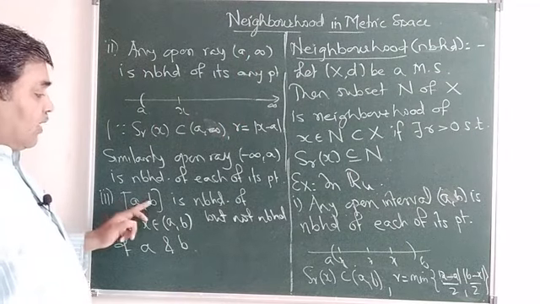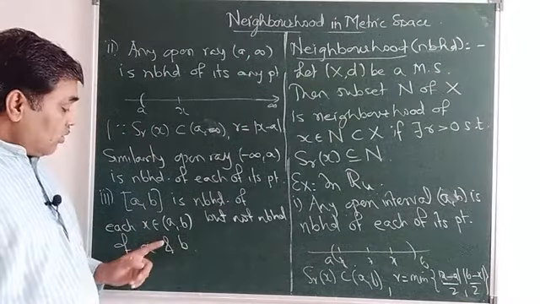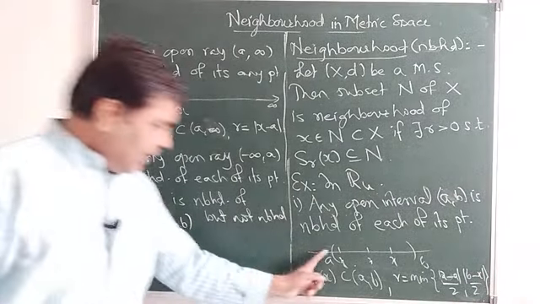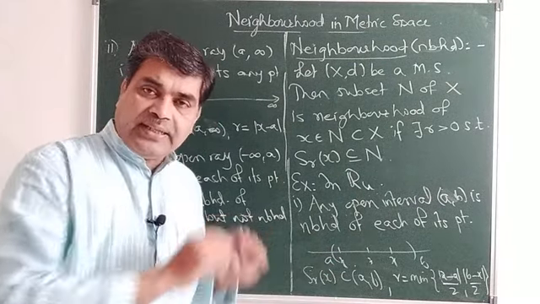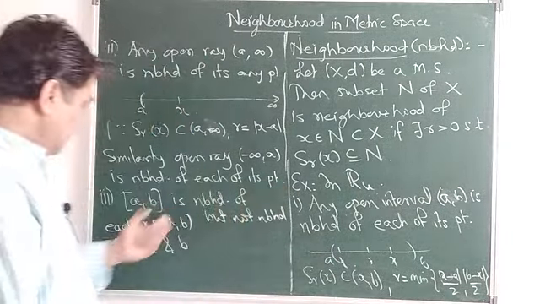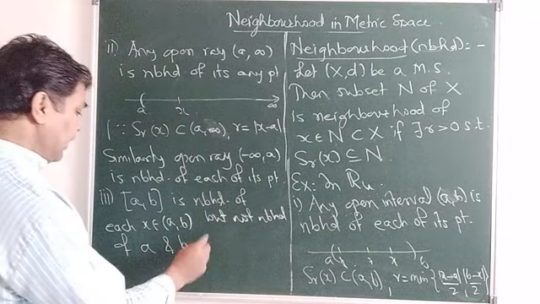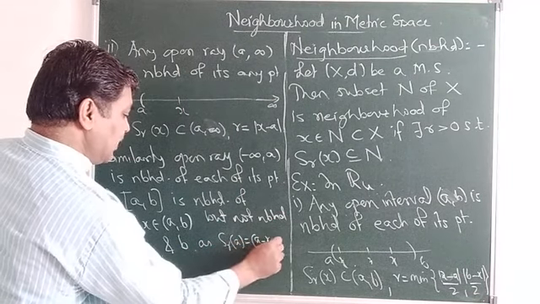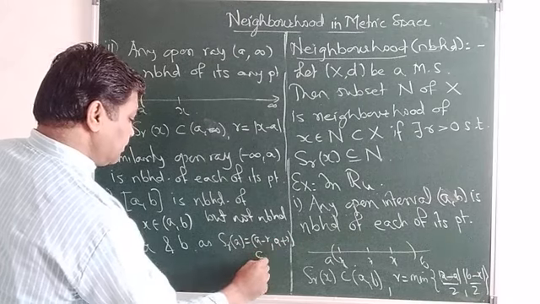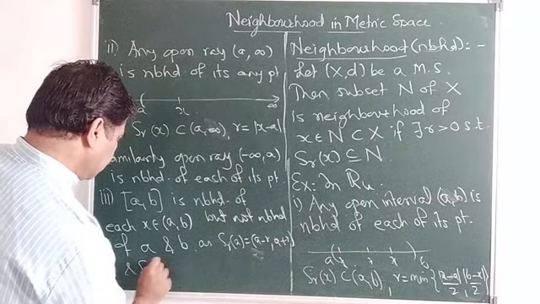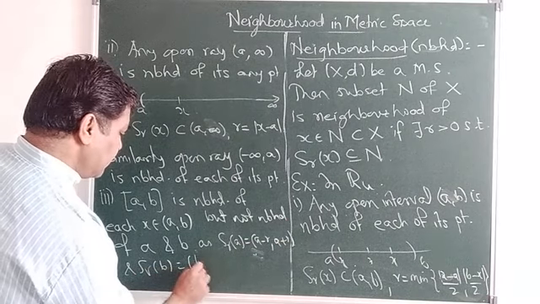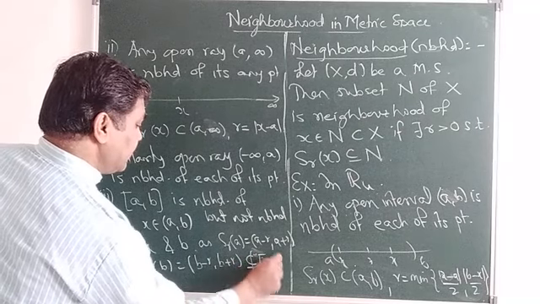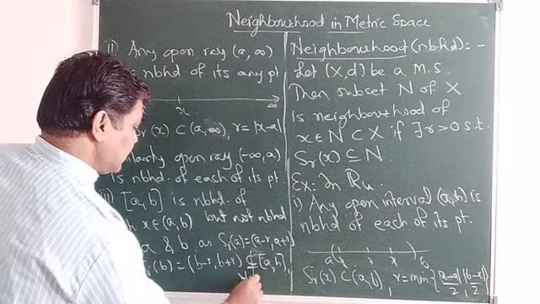This closed interval is not a neighborhood of A and B. For this endpoint A, S_r(A) equal to (A minus r, A plus r), and S_r(B) equal to (B minus r, B plus r), are not subsets of the closed interval AB for any r greater than 0.